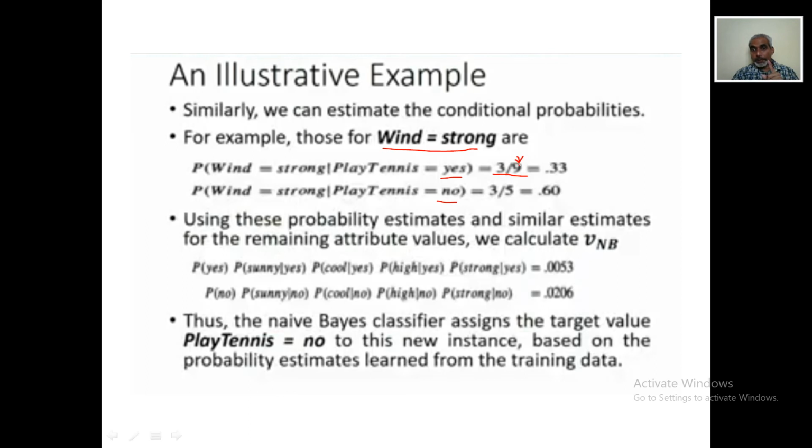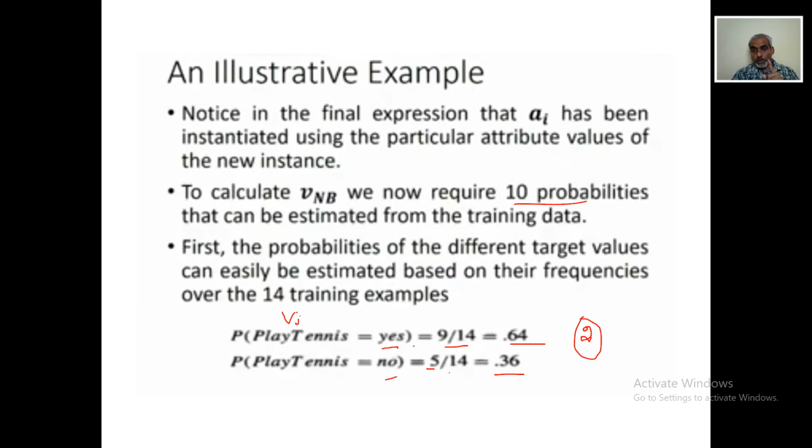Now how does 9 come? We have 14 training examples, right? We have 14 training examples. Now you see, out of this 14, how many times yes is coming? 9 times yes is coming, and no is coming 5 times. So yes is coming 9 times only. So 3 divided by 9.